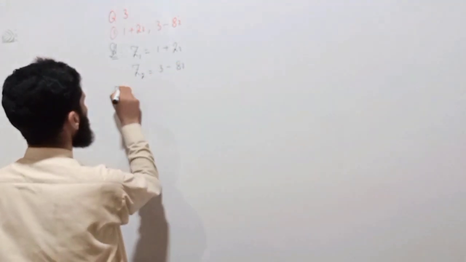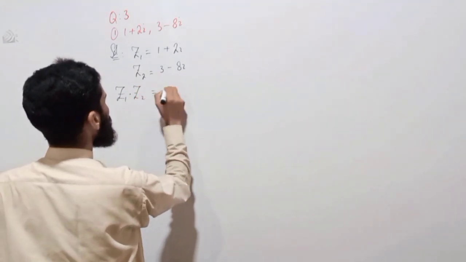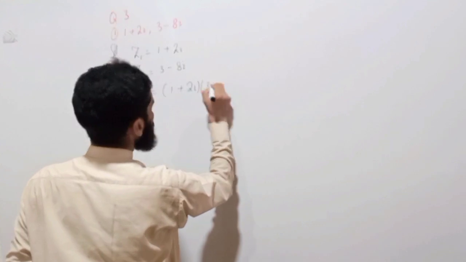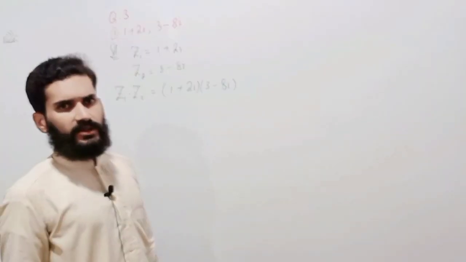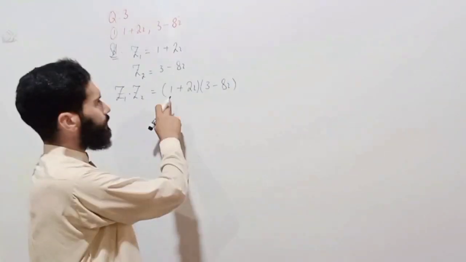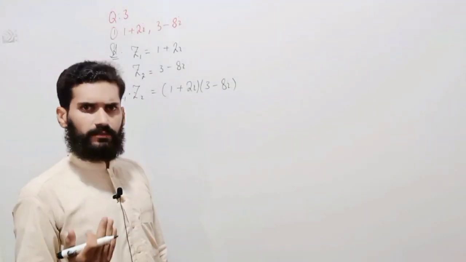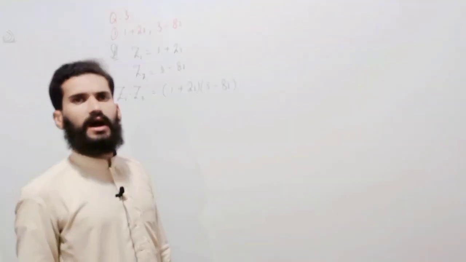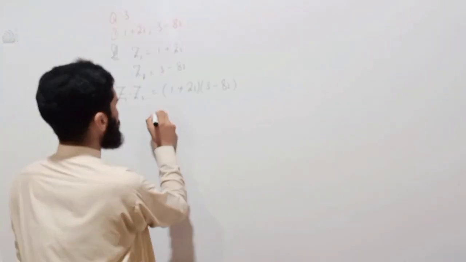Now the multiplication Z1 multiply Z2, that is 1 plus 2 iota multiply 3 minus 8 iota. For multiplication, we multiply the first complex number's first term with both terms of the second complex number, then the second term with both terms of the second complex number.